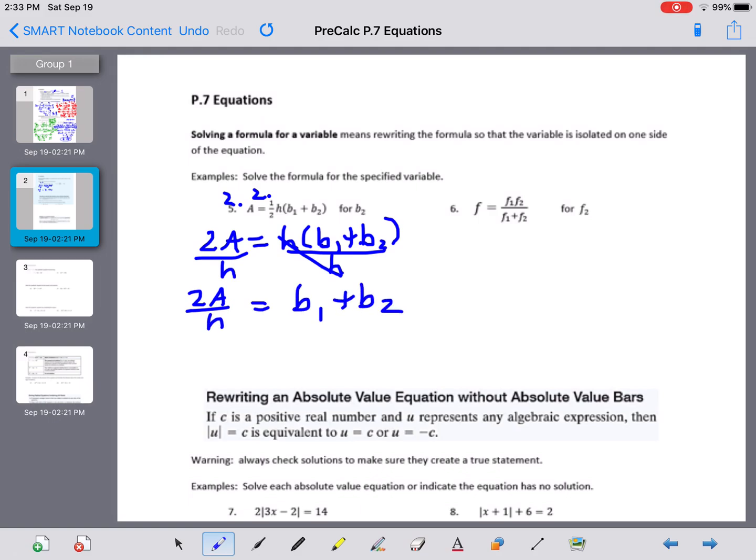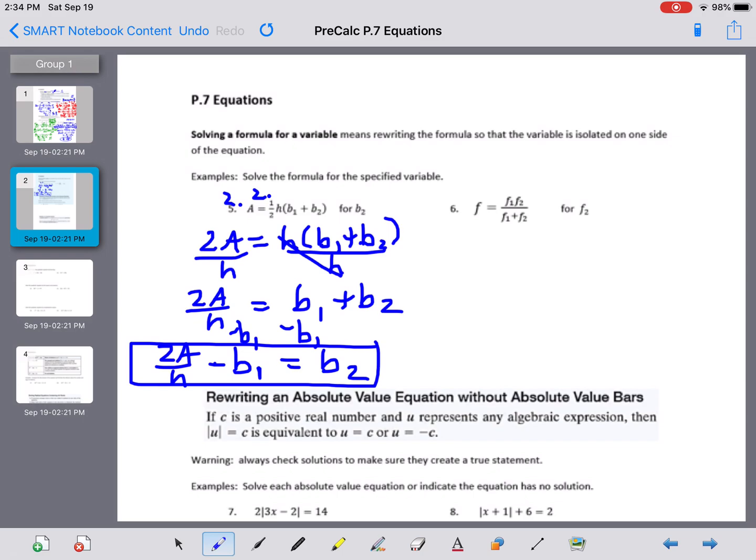One final step to go. I want b2 by itself. It's connected to b1 right now. I can subtract base 1 and get there. Now, the one key thing to realize is that b1 is subtracting by that chunk that's over there. So I need to make sure 2a over h is by itself, and then I'm going to subtract that whole chunk by b1. Do not put b1 or base 1 on top with the 2 times a. It does not go there. It is separate from that fraction. And b2 is by itself. Our job is done. There's really no simplifying I can do there.